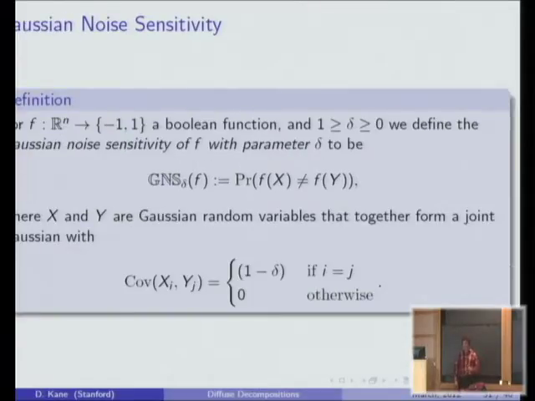There's also a Gaussian notion. Again, you've got some function from R^n to plus minus 1 and a parameter delta. The Gaussian noise sensitivity of f with parameter delta is the probability that f of x is not equal to f of y. Here, x and y are Gaussian random variables. But the way that you make a noisy version of a Gaussian random variable is slightly different. You build them such that together they're a joint Gaussian random variable with the following covariances. In particular, x and y have covariance 1 minus delta, essentially. So this is the probability that a pair of 1 minus delta correlated Gaussians give you the same value, or give you different values, I guess.